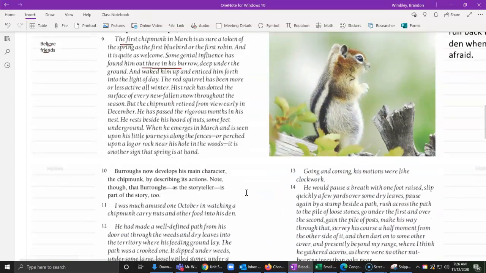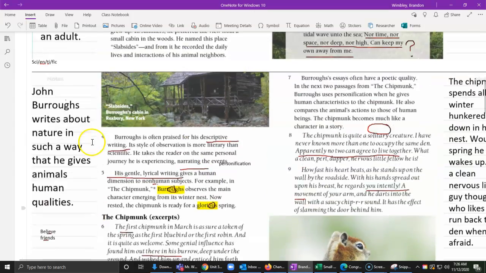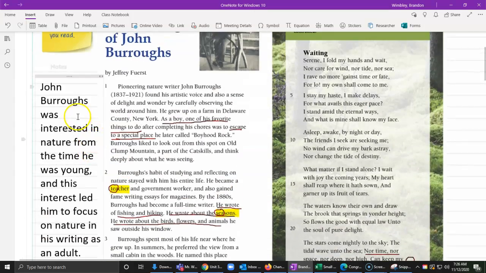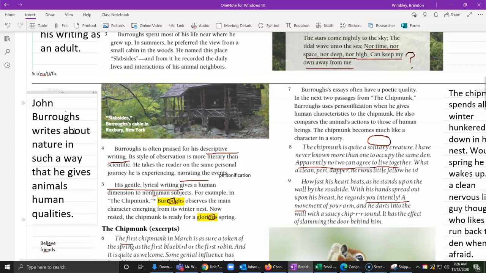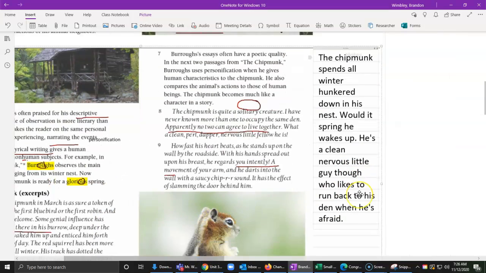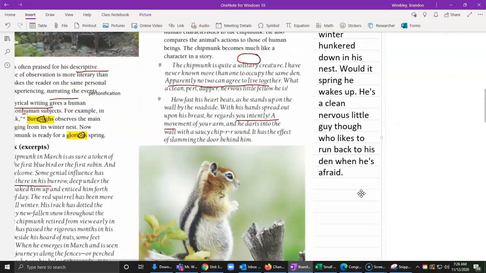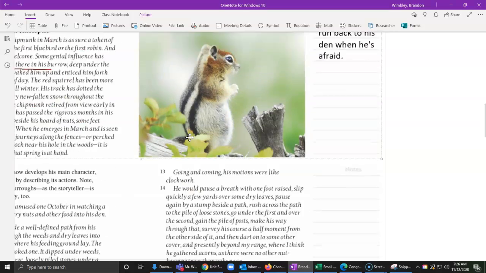So let's begin. We left off, if you remember, with John Burroughs, and we had a summary letting us know about his life. So we had John Burroughs was interested in nature from the time he was young. This interest led him to focus on nature in his writing as an adult. Then we have John Burroughs writes about nature in such a way that he gives animals human qualities. And then over here, for this part, we had the chipmunk spends all winter hunkered down in his nest. When it's spring, he wakes up. He's a clean, nervous little guy, though, who likes to run back to his den when he's afraid.